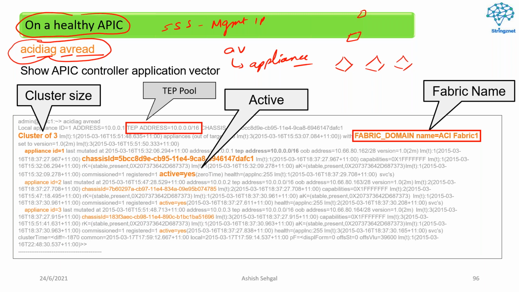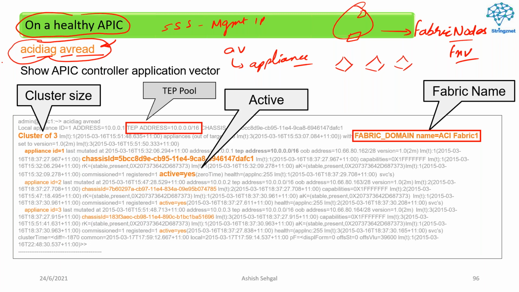The leaf and the spine switches are known as fabric nodes. In short, we call them FN, and vector, FNV. In case you want to read the information with regards to the fabric nodes, then the command changes to acidiag fnvread. If you want to read the basic configuration information done in your appliances, that is your controllers, then the command is acidiag avread.